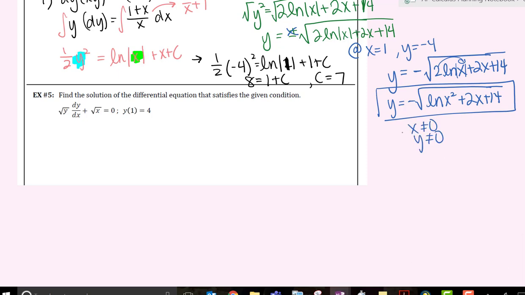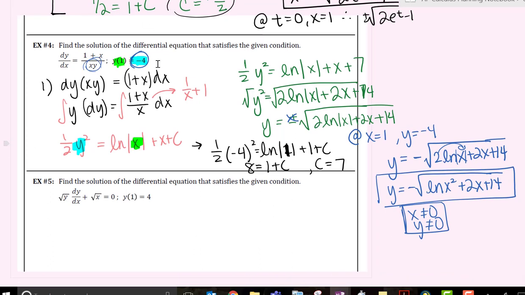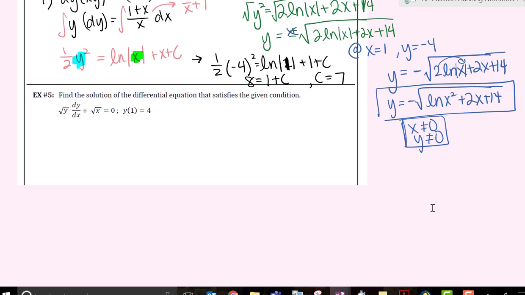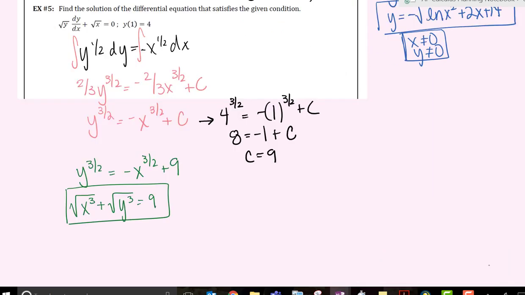Oh, and just to note, I definitely forgot to add this. I do have domain restrictions here that x and y both can't equal 0 because going back to that original function, we can't have that undefined value. So it's just important to note that really quickly. It takes you 2 seconds and keeps you from losing a point. So check this guy out right here.